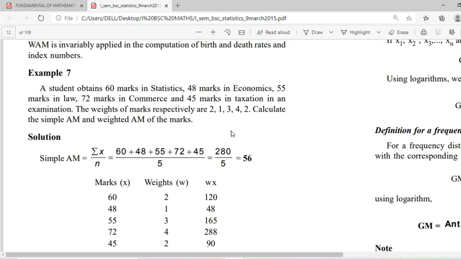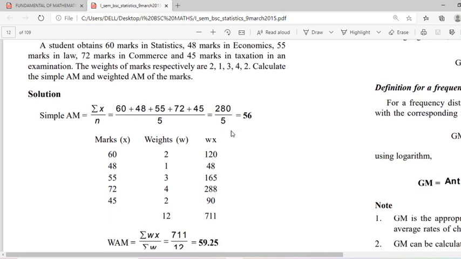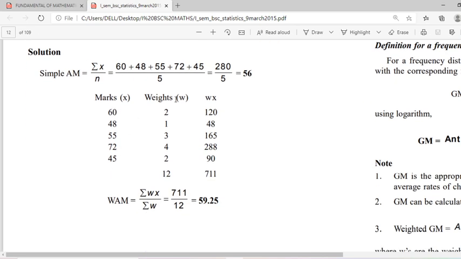You can see that for statistics there will be some 4 credits for the paper. At the same time, for the mathematics course you may have different weights. Sometimes it may be 5 or 6. So the weights for the marks respectively are 2, 1, 3, 4 and 2. Calculate simple arithmetic mean and weighted arithmetic mean of the marks. The marks are displayed here, the weights are displayed here. For the simple arithmetic mean, just add and divide by the total number. That is 280 by 5, that is 56.